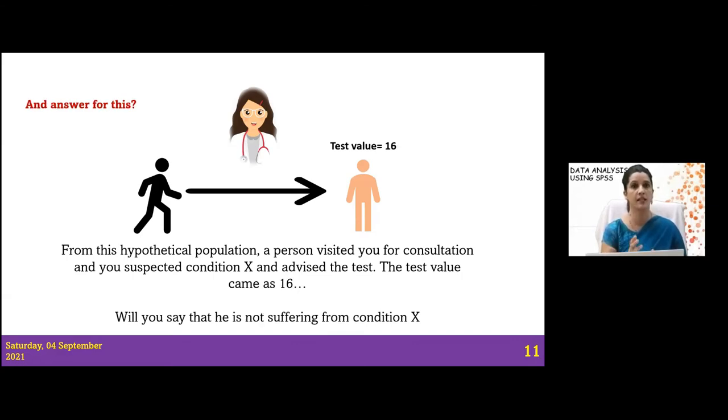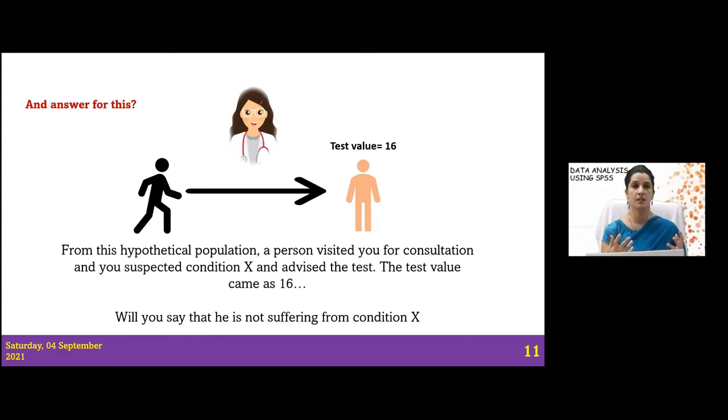Like you can see, again, the same situation. If the test value comes as 16 from this hypothetical population, and that person consulted you, can you say that he is not suffering from condition X? So yes, we cannot say. So now we are not that confident. Previously, we were saying very clearly, yes, this person has got the disease and this person has not got the disease. So what is the overall process?